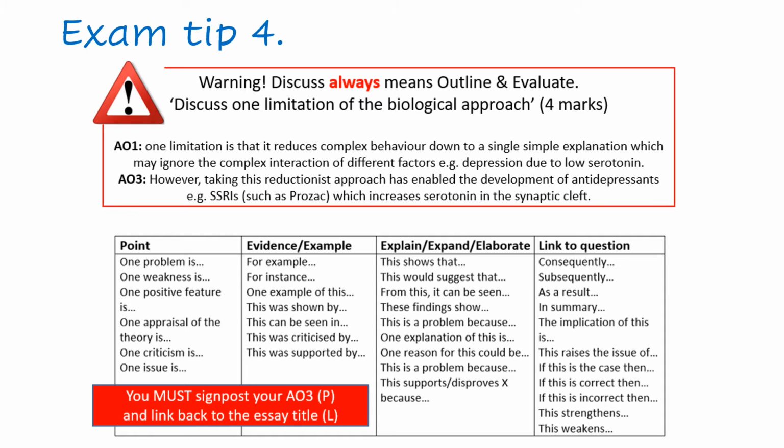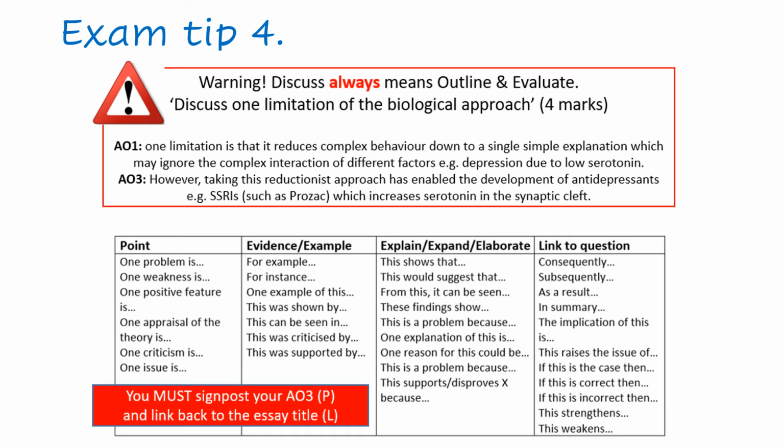So in this example, discuss one limitation of the biological approach. Then the limitation might be that it reduces very complex behaviour down to a very simple explanation. For example, depression is due to low serotonin levels in the brain. I then need to evaluate that limitation. So I could say, however, taking this reductionist approach has actually been beneficial because it has led to the development of antidepressants that some people with depression find very useful. So I've shown you here how you can combine knowledge and evaluation in a discussion question.